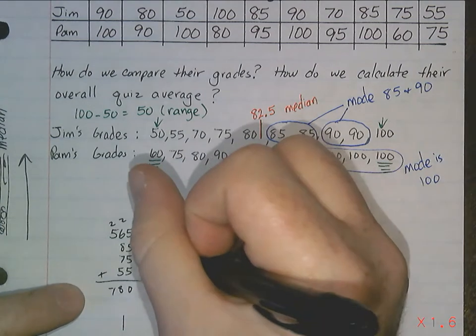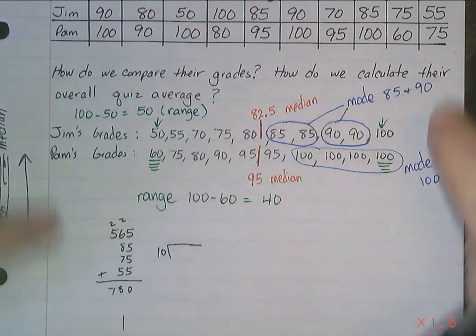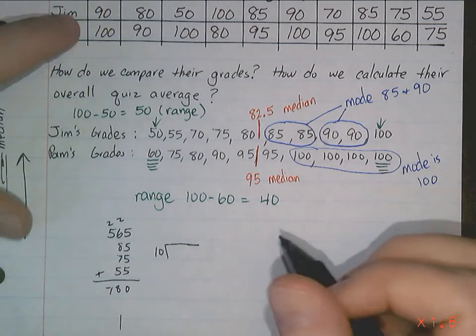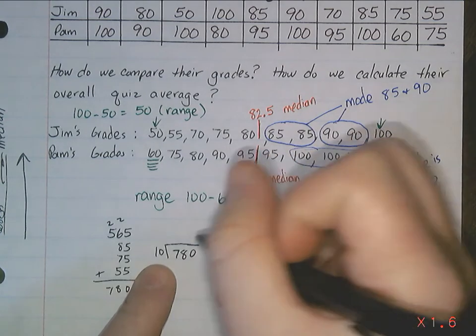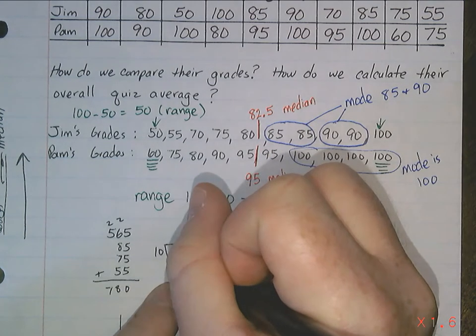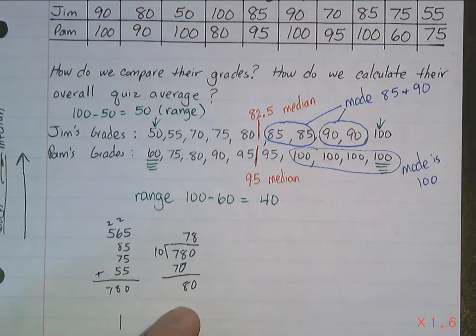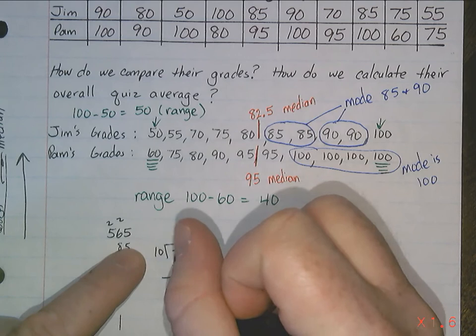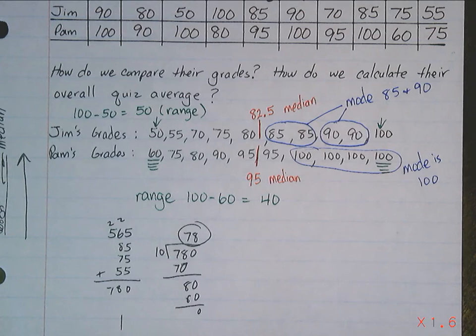Then I take 780 and I divide that by 10 because there's 10 grades, 10 numbers that I've added. If I had added 9 grades, I would divide that number by 9. But again, 10 grades here, so we divide by 10. 780 divided by 10 is going to be 78. So it's 78 for Jim's grades. Okay, Pam's grades, do the same thing.